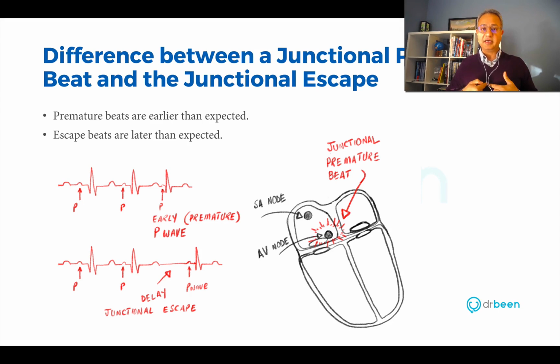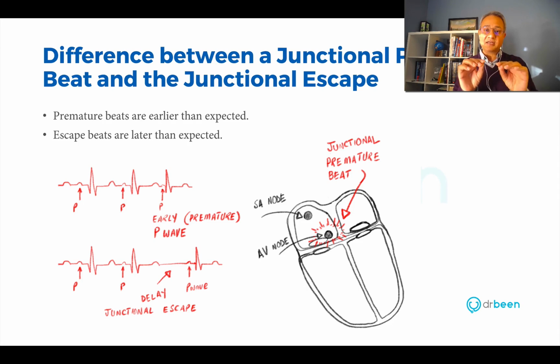The impulse started from the AV node. It went upwards and downwards. The P wave became absent or became buried. We just talked about it. However, this is what is interesting. If it is premature, then that will mean the QRS complex appears earlier. And if it is escape, that means the SA node failed, the AV node waited and waited and waited. Then it said, all right, I have to generate a wave now, and it created a depolarization wave. So the QRS complex will be late.